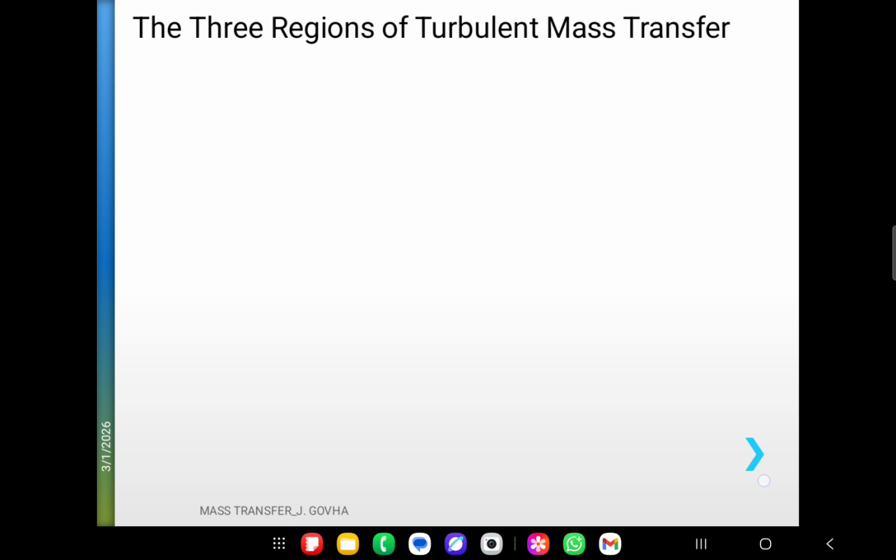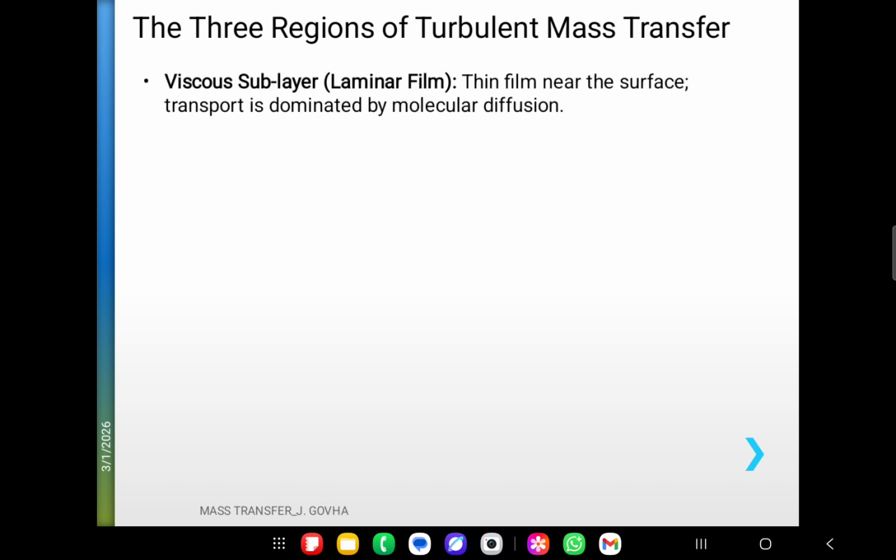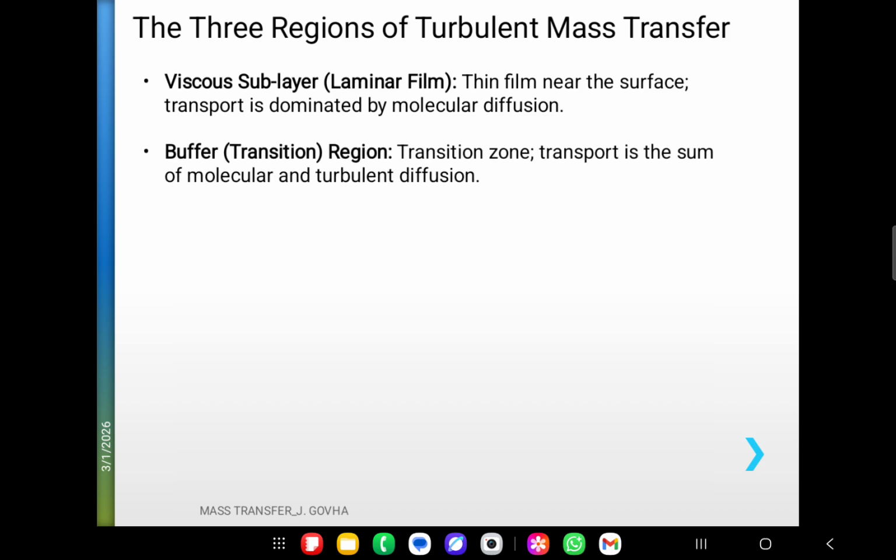Three regions of turbulent mass transfer. First, the viscous sublayer, which is the laminar layer. In the viscous sublayer, you need to understand that molecular diffusion is dominant, hence that is going to be very slow. And we look at the buffer transition region. Transport is the sum of molecular plus turbulent diffusion there.